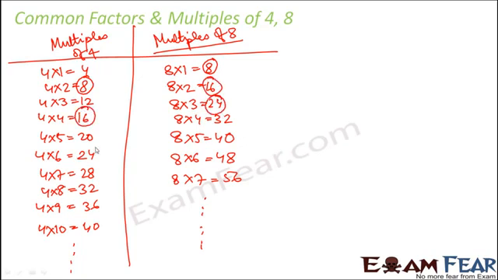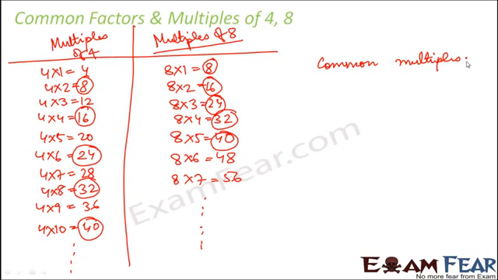Next one is 24. Next is 32. Next is 40. And so on. Similarly, 48 would also come here. 4 into 12 would be 48, and so on. So therefore, we can say that common multiples between 4 and 8 would be 8, 16, 24, 32, 40, and so on. So these are the common multiples.